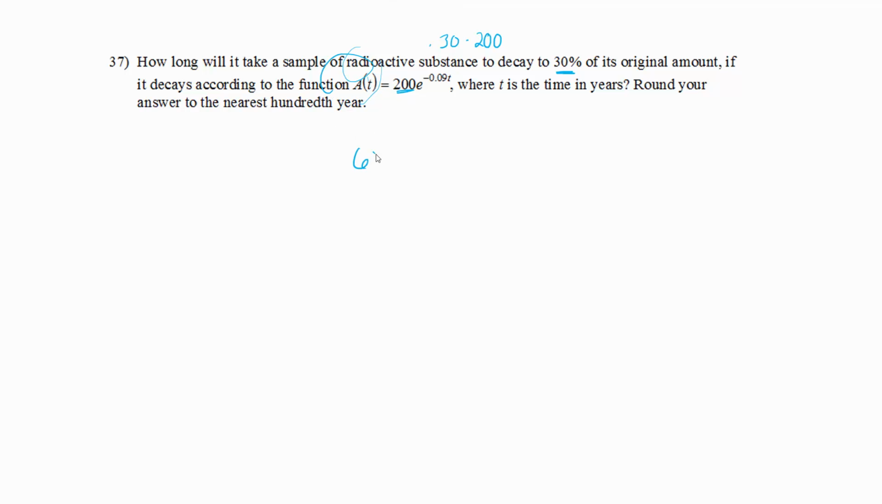sorry, I couldn't find my cursor, 60 equals 200e to the negative 0.09t. Divide both sides by 200. So the other way we could have done this would be to take the 200 out and put 0.3 on the left, because in order for us to decay to 30%, these numbers, when we divided, had to be 0.3. So whichever way you want to do that is fine.